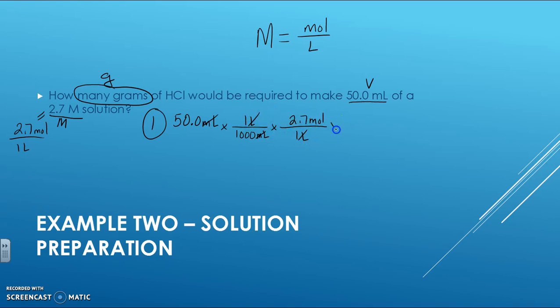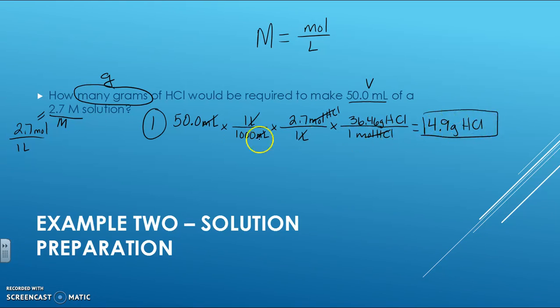But we don't want moles of HCl, we want grams. So 1 mole of HCl is equal to 35.45 plus 1, so 36.46 grams of HCl. Moles cancel, and now I'm left with grams. And when I solve it, I should get 4.9221, but I want two significant figures, so 4.9 grams of HCl. Okay, so that's one way to solve it.